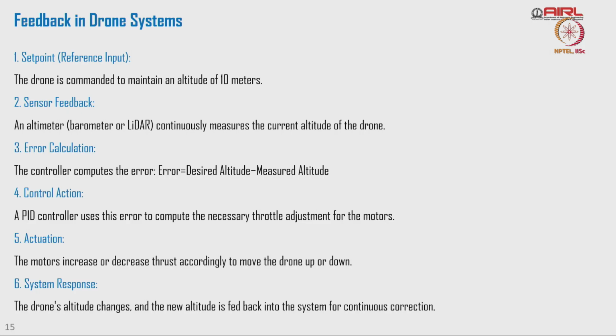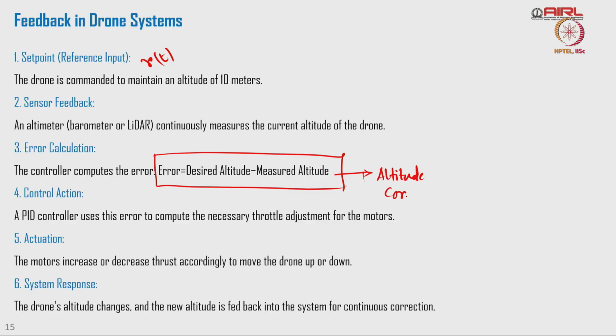Yeah. So, feedback in drone systems has the following components. One is the set point or reference input, which I was mentioning as R(t). Then there will be sensors, and there will be error calculation. The error is calculated as desired altitude minus measured altitude when it is an altitude control system for a drone. Okay. Then there will be a controller, and here we are just giving an example of a PID controller that uses this error to compute the necessary throttle adjustment for the motors.